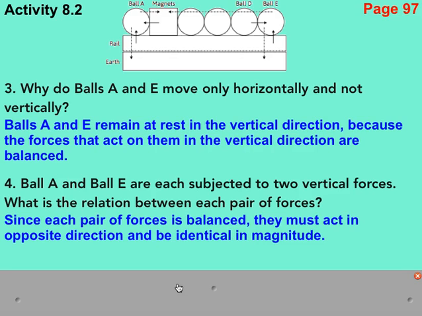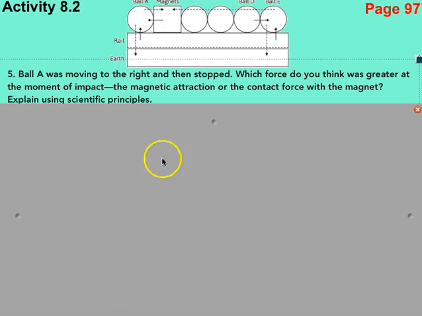If one was stronger than the other, well, then the ball would either be moving to the left or the right, depending on which one was stronger. So let's look at the next question. Question 5. All right. Ball A was moving to the right and then stopped. So here you have ball A. It was moving to the right and it stopped when it hit the magnet. Which force do you think was greater at the moment of impact? The magnetic attraction or the contact force with the magnets? Explain using scientific principles. So go ahead, pause the video and see if you can answer this.